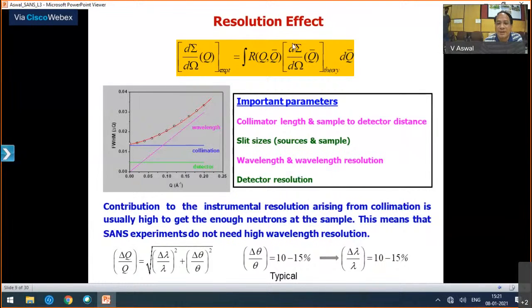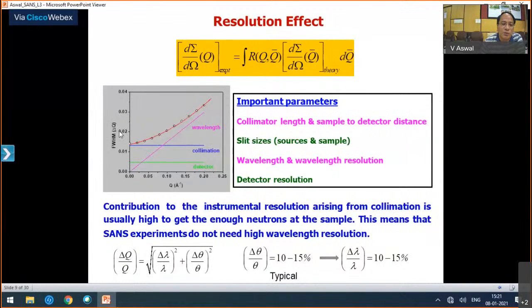So you can see this is going to remain the same irrespective of which instrument and where you are measuring, but this will change. So this depends on three factors actually. One is the collimation of your beam. Second is the wavelength resolution you are using, and the last one is the detector resolution you are using. In the case of small angle neutron scattering, you can write your Q resolution by these two terms. One comes from the wavelength part, and another comes from the divergence of the beam: delta theta by theta and delta lambda by lambda.